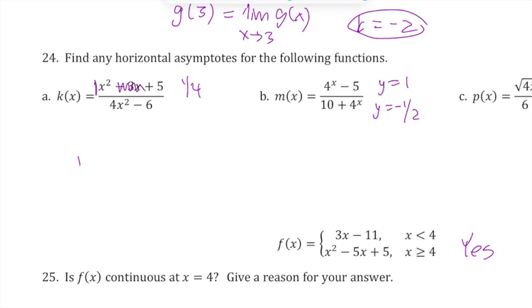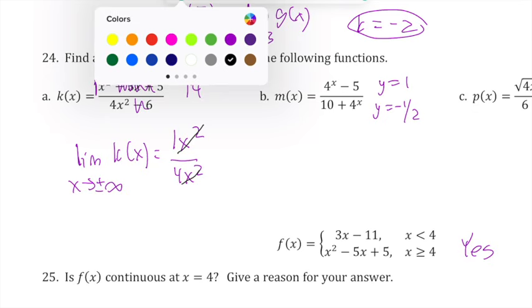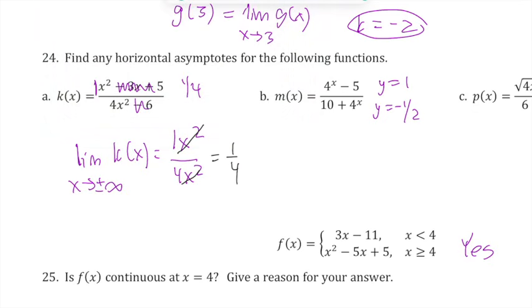So we just kind of ignore these parts. And we're going to take the limit as x approaches positive and negative infinity of k of x, which is very similar to x squared over 4x squared. Those cancel out, and so this just equals 1/4. There is no x to plug in, so that's why we get horizontal asymptotes at 1/4.